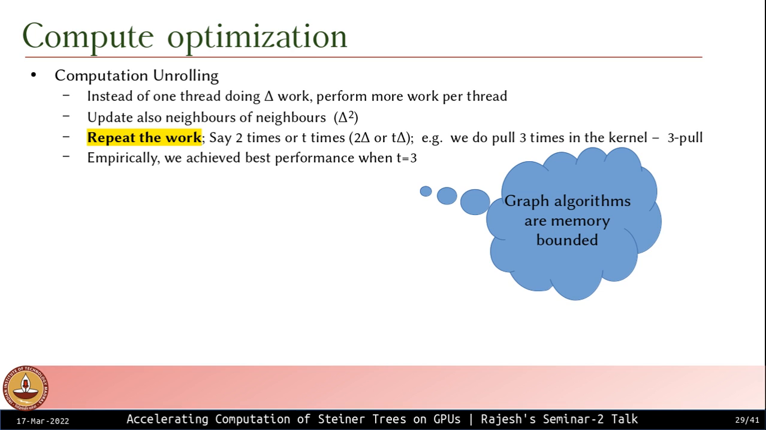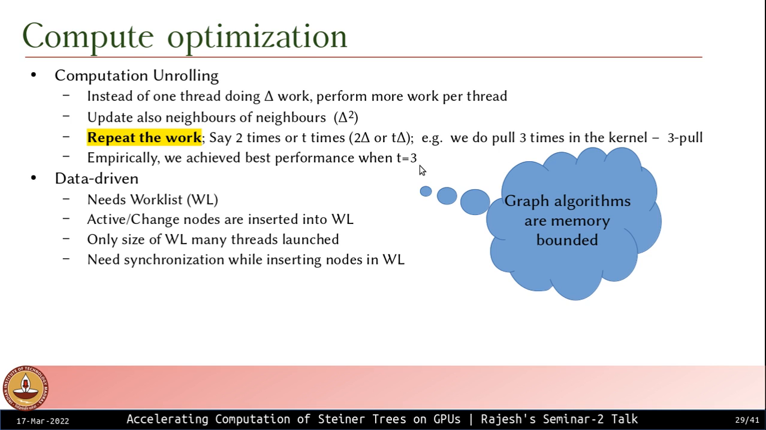Delta square did not perform well, whereas repeating the work, meaning doing the same work again and again, did. Let's say we relax the neighbors and relax the neighbors one more time, which we call T delta. This unrolling operation actually benefited when compared with a single delta and delta square computation. Empirically we found that when T is 3, our performance peaked.